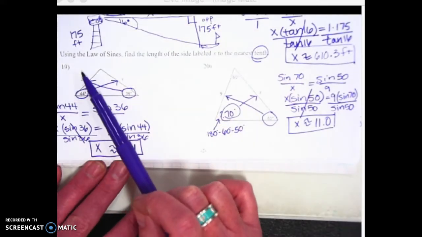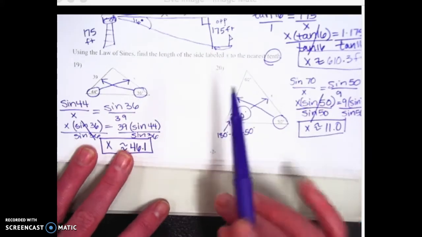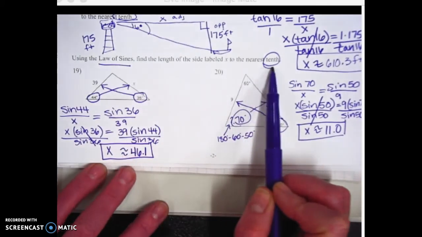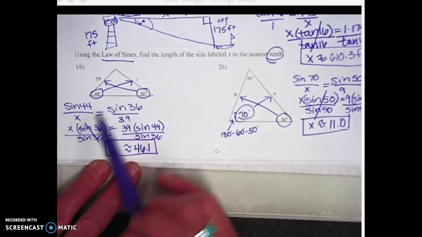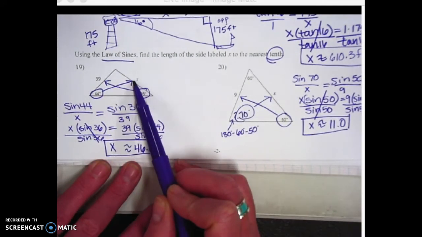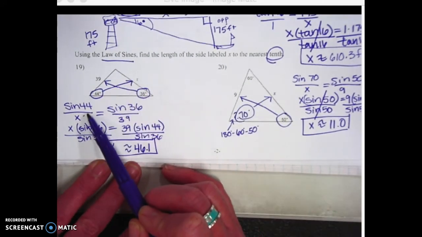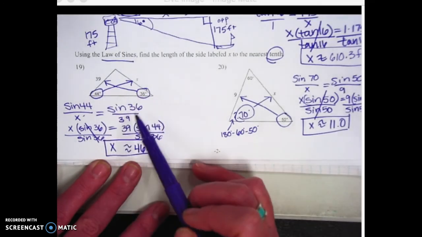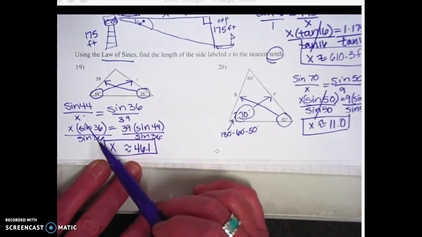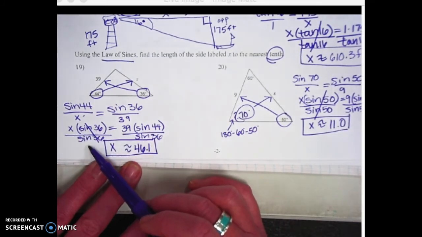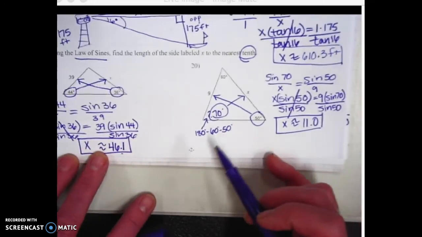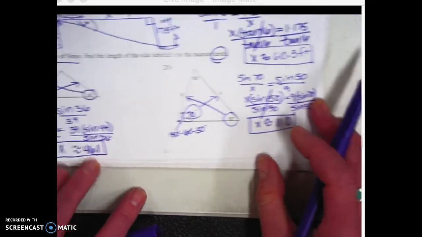Number 19 is your law of sines. And you want to find your answer to the nearest tenth. So I found this angle, looked at the opposite side, put that on the left side of my proportion, found this angle and its opposite side, so put it on the right side of my equation, did the cross product. To get the x by itself, I divide both sides by the sine of 36, rounded my answer to the nearest tenth and got 46.1.